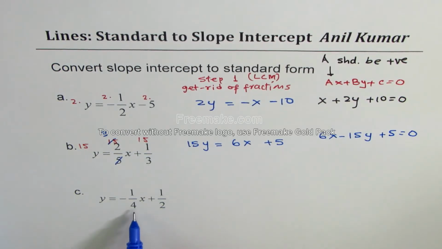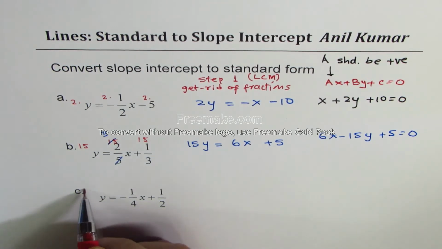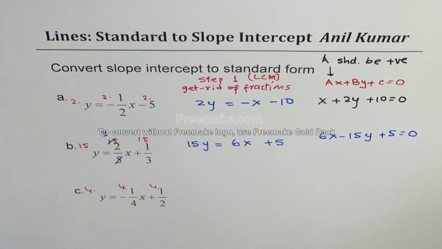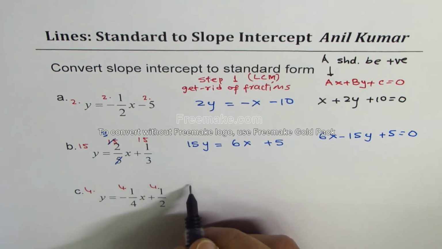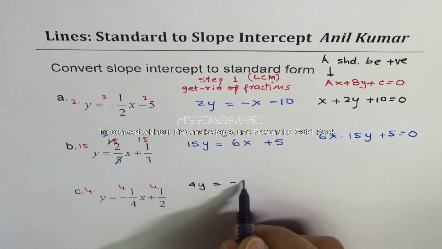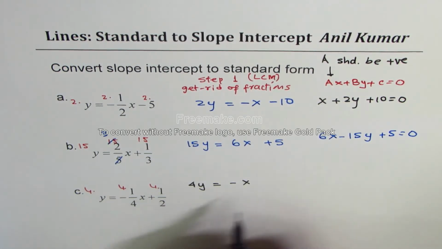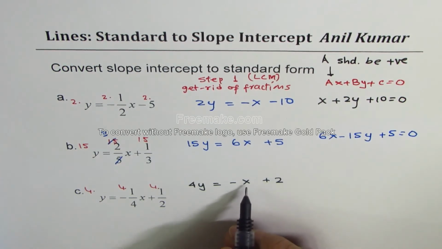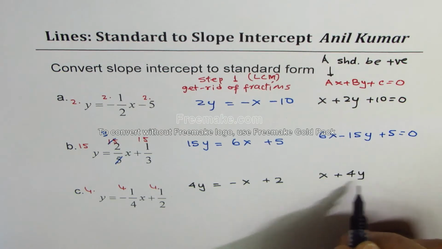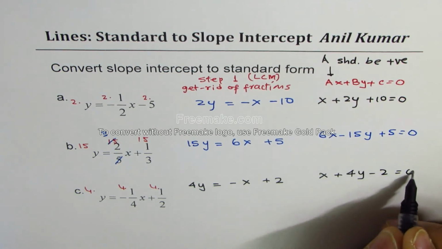The last one here, what is the LCM? 2 and 4, it is 4. So multiply everything by 4. That gives you 4y equals, 4 and 4 cancel, minus x, 4 divided by 2 is 2, plus 2. Bring x to the left side. So we have x plus 4y minus 2 equals 0.